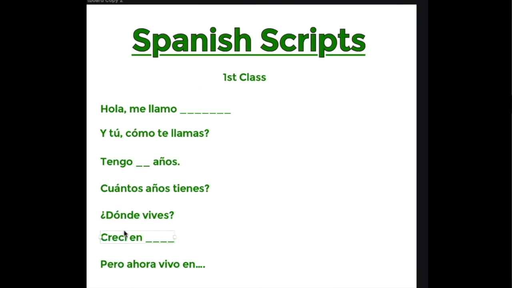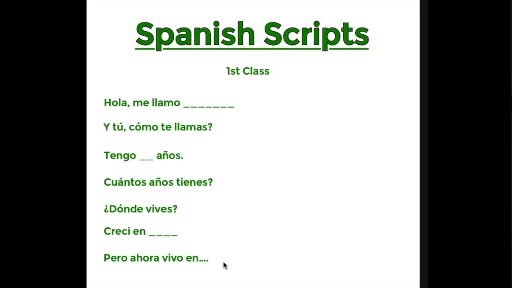And if your teacher asks you, where do you live? ¿Dónde vives tú? You could say something like, I was raised in, or I grew up in, crecí en Alabama. Crecí en California. But now I live in, pero ahora vivo en Texas, for example, right? So you could say, but now I live here. And you can create a much longer, more in-depth script for your first class.